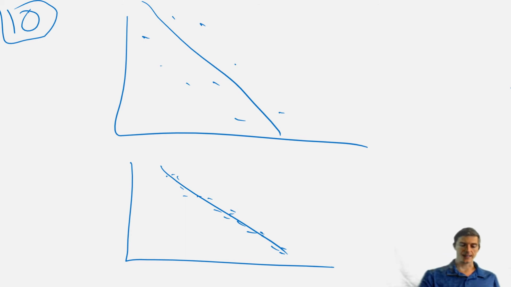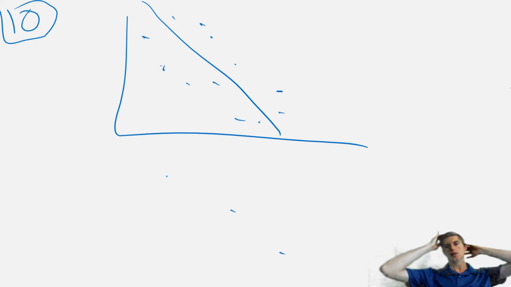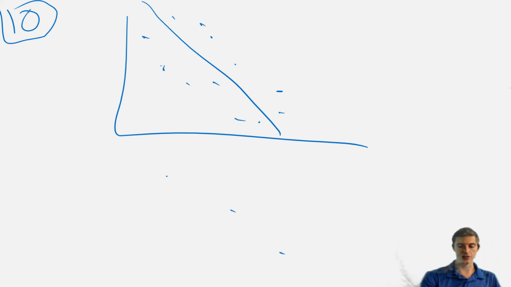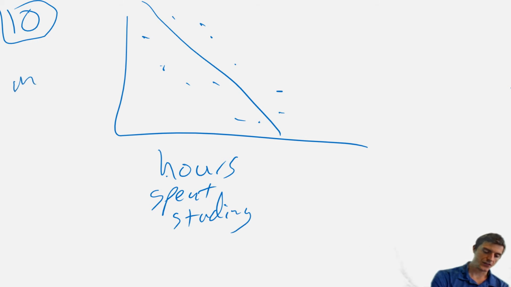Weak correlation is like this top one where overall you can see the trend of things going down, but you know, not every single point is right on there. There's some outliers to it. So what would be a good example of this? I'll just say hours spent studying and mistakes on final.